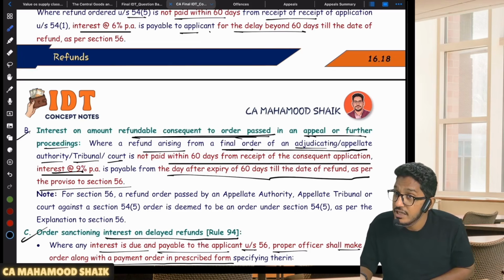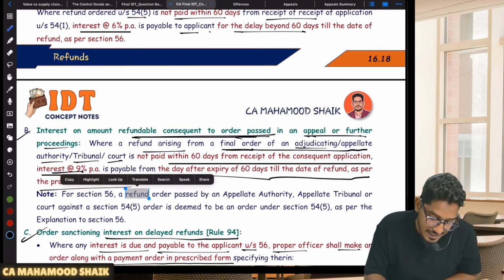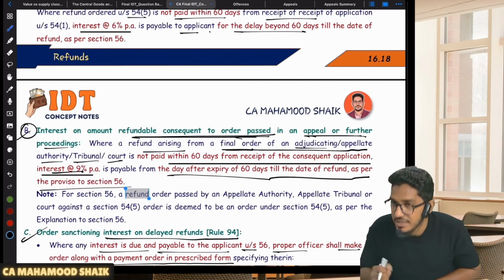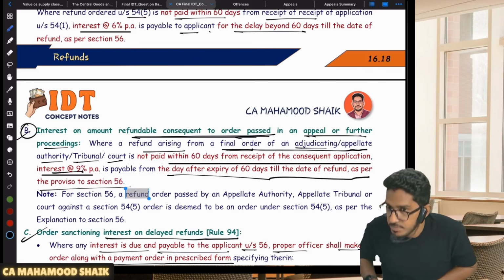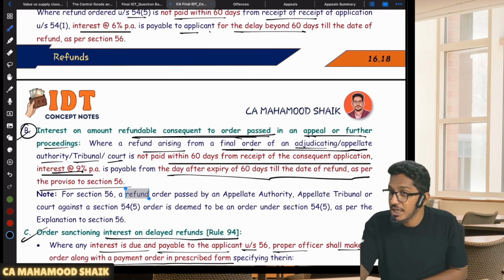In case you are getting a refund of pre-deposit, see here proceeding. What they are saying in this second case is, let us say you made a zero rated supply, you are eligible for refund, you made a refund claim but the department is not giving it, you went for appeal and in the appeal it was finalized that you are eligible for that refund claim on zero rated supply.